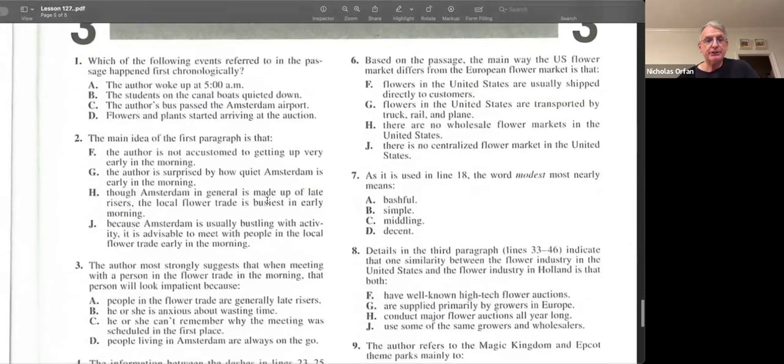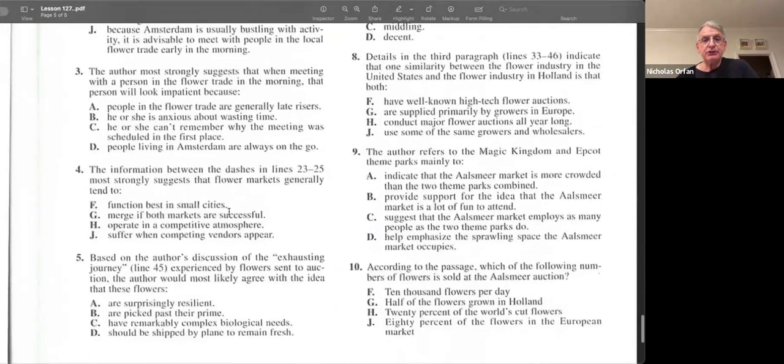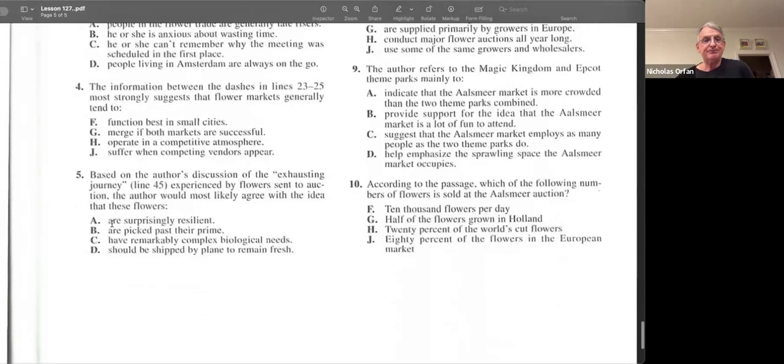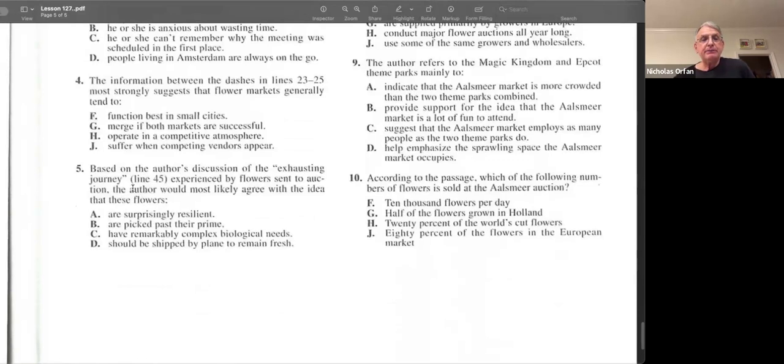There's always one against the other. Function best in small cities, merge if both markets are successful, operate in a competitive atmosphere, suffer when competing vendors appear. So the right answer is they operate in a competitive atmosphere right next to each other, competing. So 4 is H. 5, based on the author's discussion of the exhausting journey, line 45, experienced by flowers sent to auction. Remember, they spend a whole week.